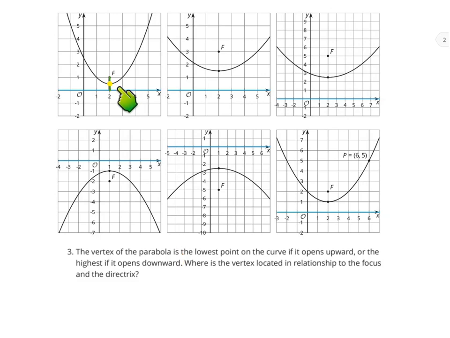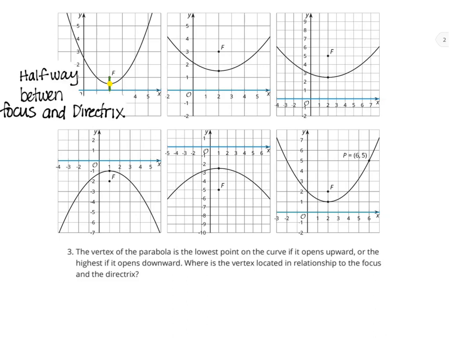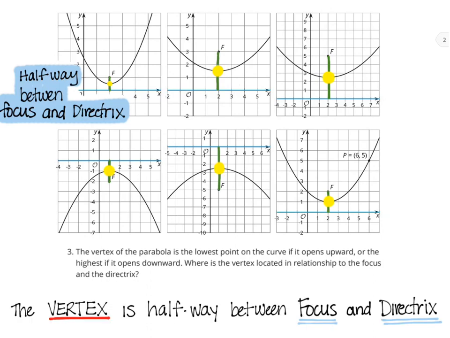Right here, I've marked the vertex, and we can see that the vertex is halfway between the focus and the directrix. Well, that happens to be true in every single one of these. Here, the vertex is halfway between the focus and the directrix, and it's true in all 6 of them. And so that is the statement, that the vertex is halfway between the focus and the directrix. You need to write that down. That is the main thing to take away from this part of the lesson.